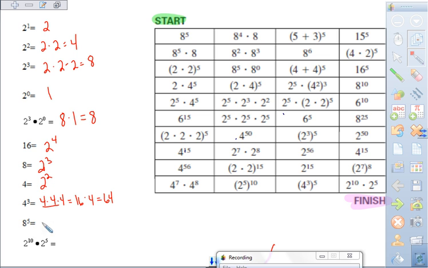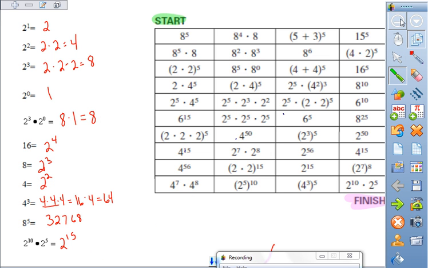8 to the 5th is a big, huge number. So up here we get 8 to the 5th, 8 to the 6th. So this is 32,768, just for further reference. And then down here we get 2 to the 15th. So these are some tricks that are going to help you get through your maze.